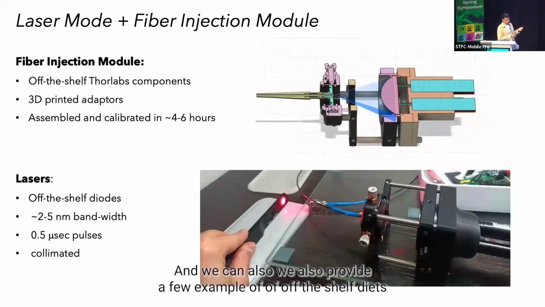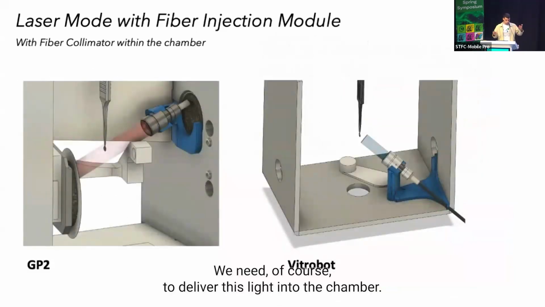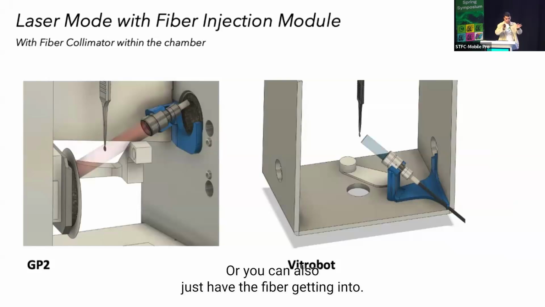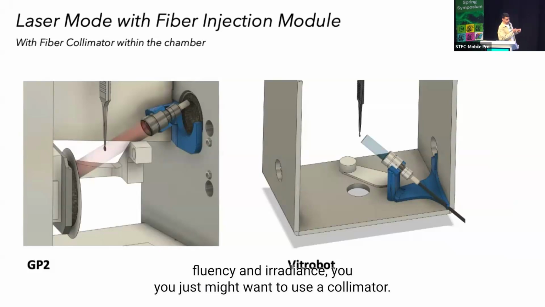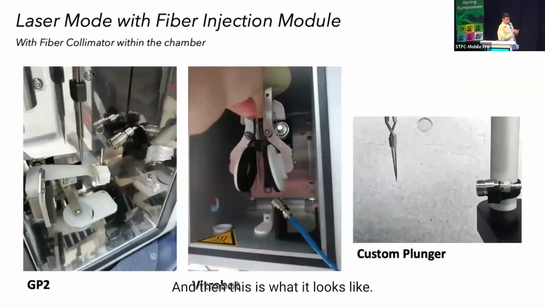And we can also provide a few examples of off-the-shelf diodes with custom drivers so that we can achieve microsecond pulses. We need, of course, to deliver this light into the chamber, and therefore we have a collimator. You can also just have the fiber getting in, but if you want higher fluence and irradiance, you might want to use a collimator. And once again, this is off the shelf. The only part that you will need to adapt is the adapter, which we provide for both the GP2 and the Vitrobot. And then this is what it looks like.